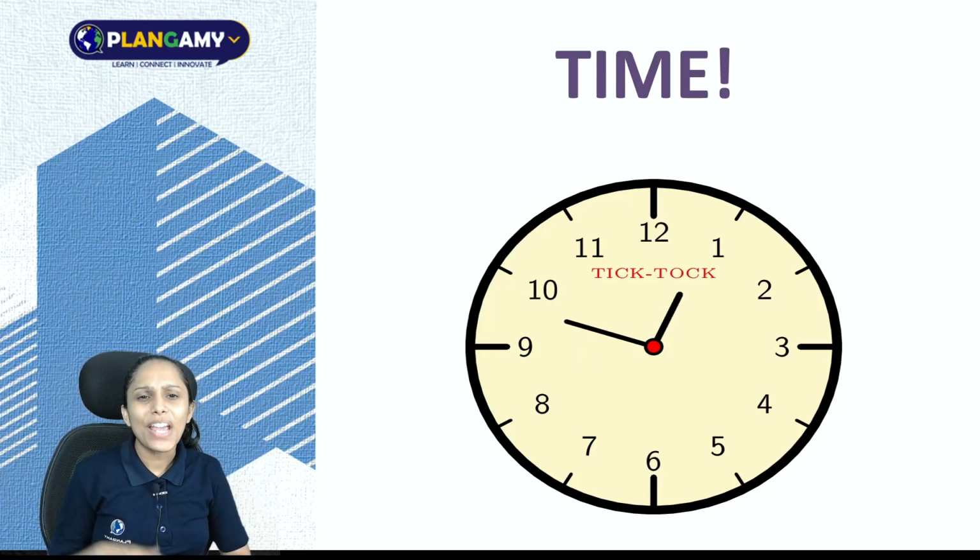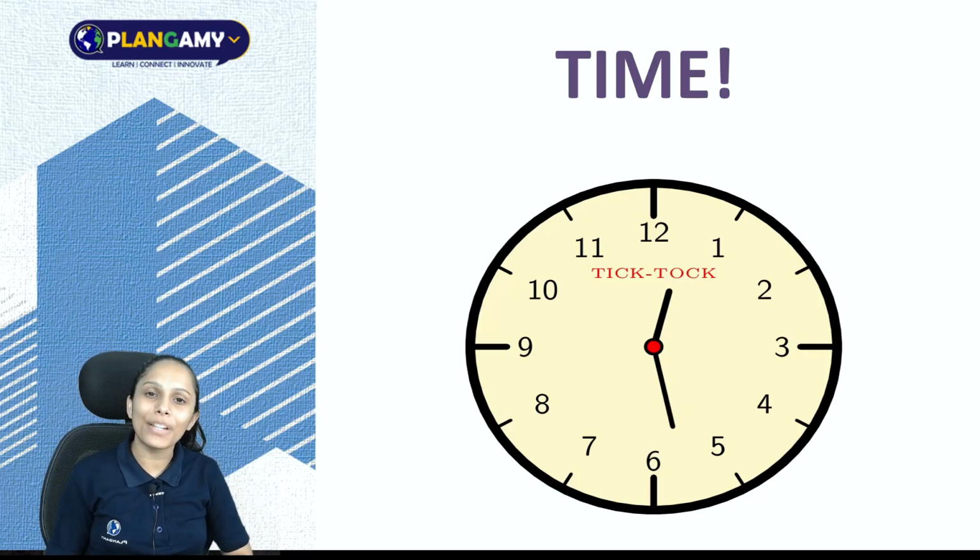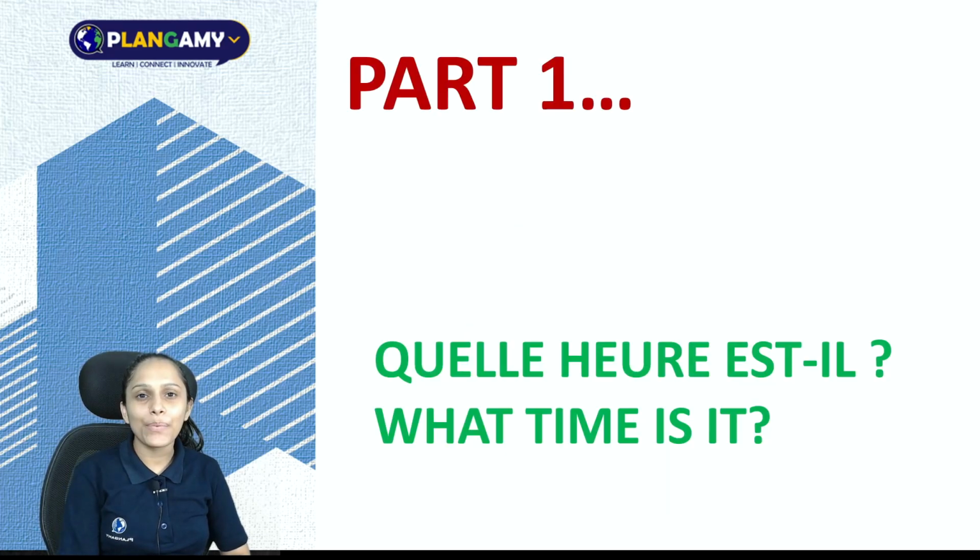For example, if you want to say that it is 2 o'clock in the evening or it is 2 o'clock in the morning. Let's take another example. It is 4 o'clock or it is 10 o'clock. So, how to say the time in French? So, we will learn about time in today's session. Now, let's get started. So, I was talking about part 1. Here, we will learn how to frame basic sentences like it is 1 o'clock, it is 2 o'clock, it is 5 o'clock, it is 8 o'clock, it is midnight, etc.